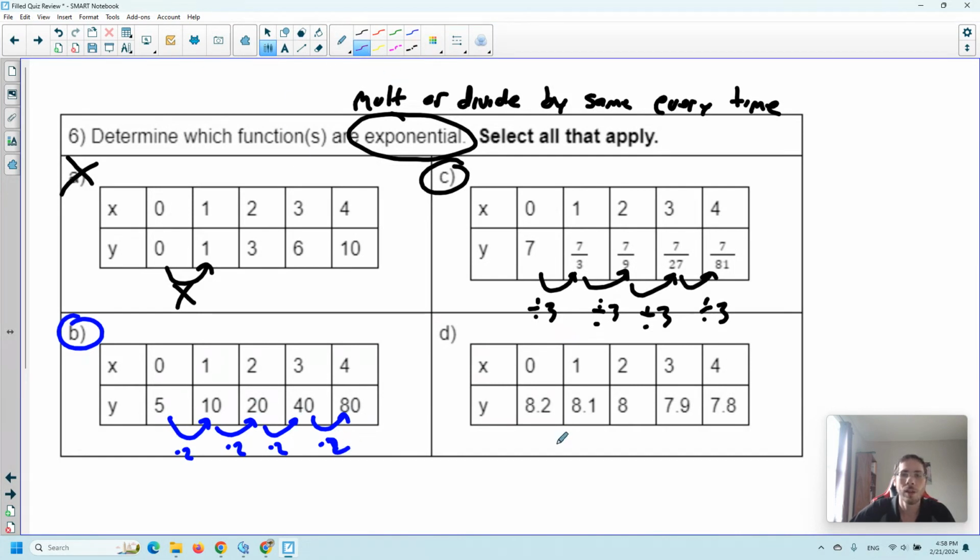For D, this looks kind of hard to go from 8 to 8.2 to 8.1. But if I look, it looks like this is a subtraction. It looks like we're subtracting every time. So I'm a little bit suspicious about that one. I don't think that one's going to be it.